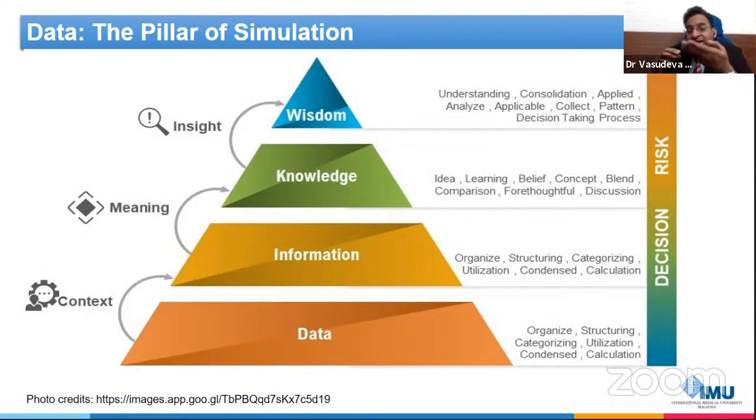So this is how data will produce some information, and based on the information we can derive knowledge, and wisdom is the way you apply the knowledge. Decision making, understanding, consolidation and application analysis are all different ways to apply the data, from decision to risk assessment. So the actual context is totally based on the data.